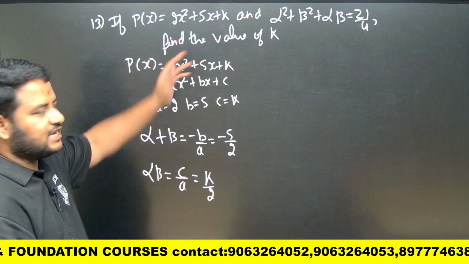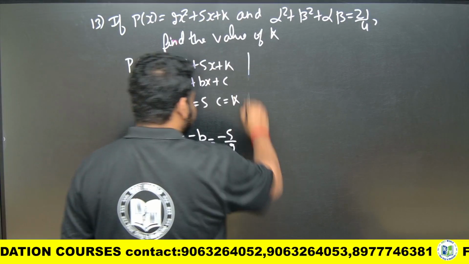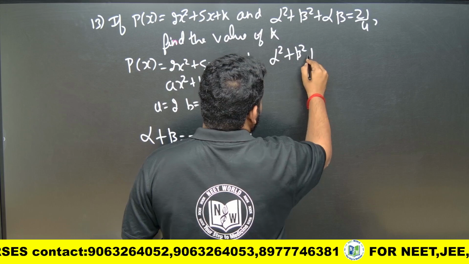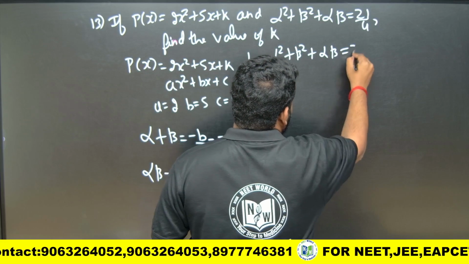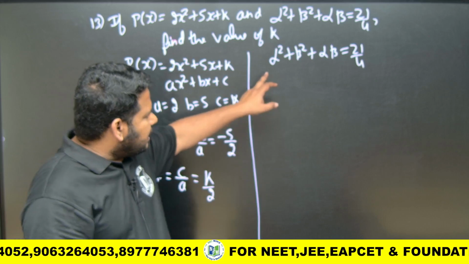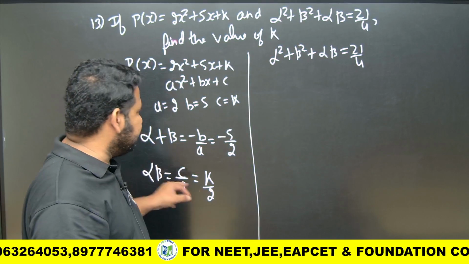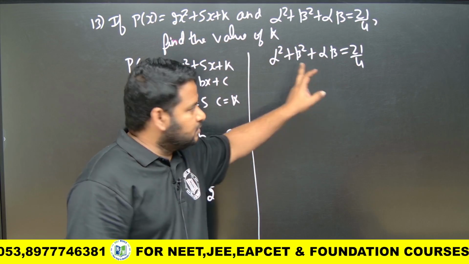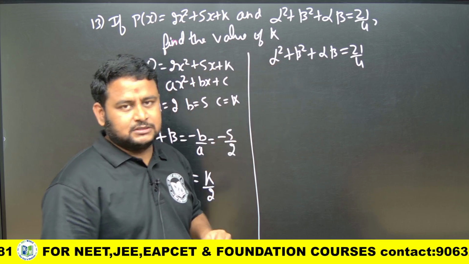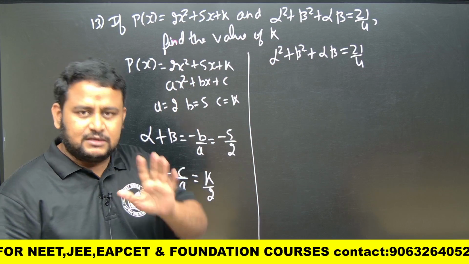Now let us take the relation that they have given. What is the relation that they have given, friends? They have given alpha square plus beta square plus alpha beta is equal to 21 by 4. This is what they have given. Okay, done. Now I have alpha plus beta, I have alpha beta. Here alpha beta is there, I can directly substitute. But instead of alpha plus beta, I am having alpha square plus beta square. So how to find out the value of alpha square plus beta square? I will tell you a method.